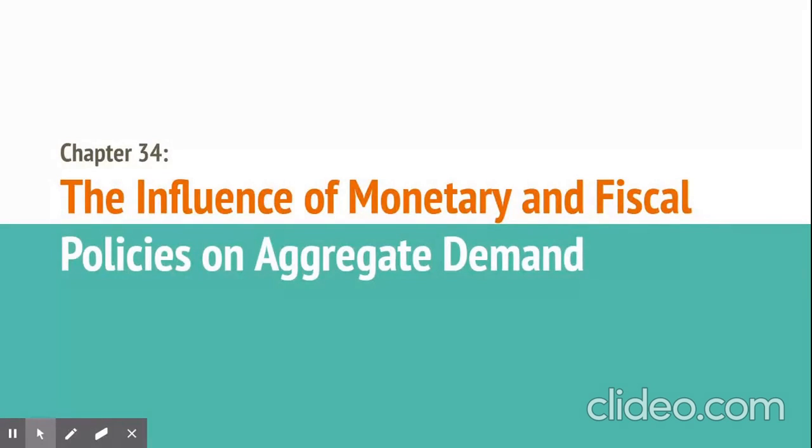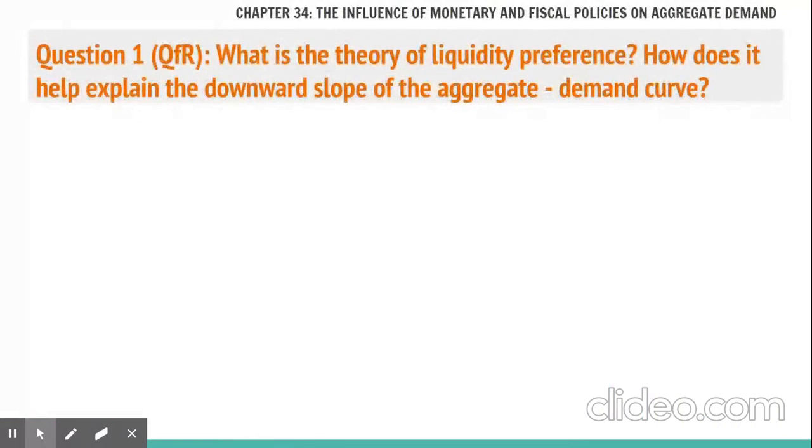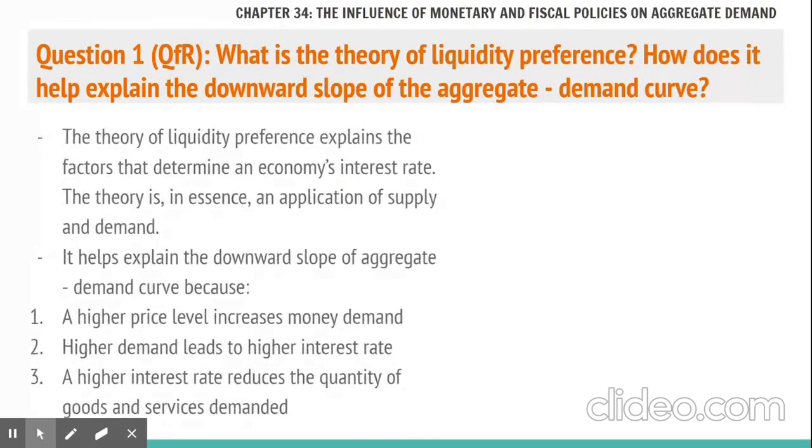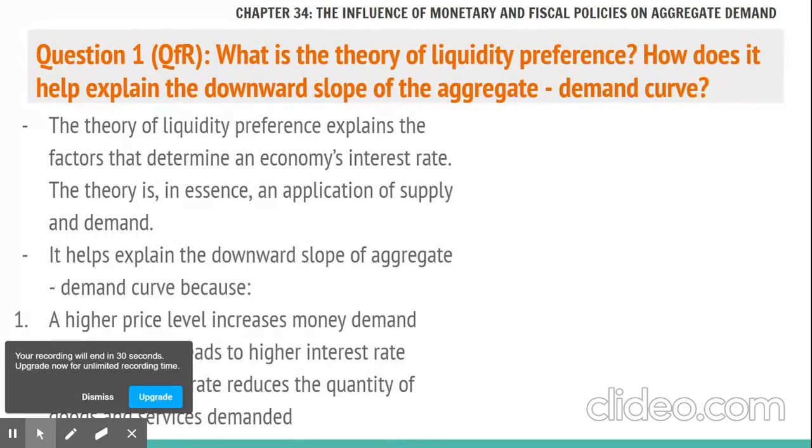Now let's move to chapter 34, the influence of monetary and fiscal policies on aggregate demand. Question 1 in the questions for review: what is the theory of liquidity preference? How does it help explain the downward slope of the aggregate demand curve? According to the textbook, page 739, the theory of liquidity preference explains the factors that determine an economy's interest rate. The theory is, in a sense, an application of supply and demand.